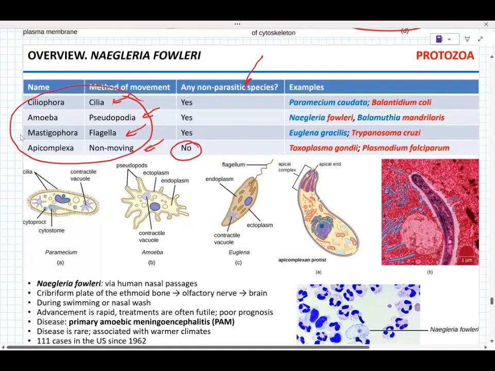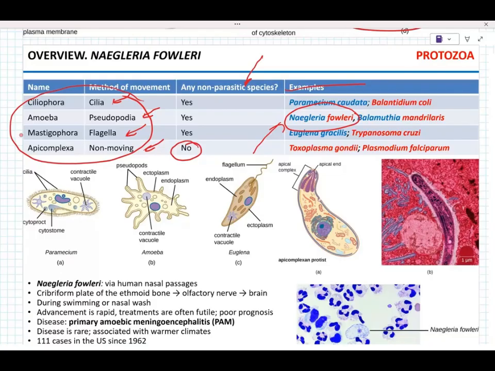Now, I mentioned before, you don't need to know the examples. I just provide them to you. And in this example, just to show, if the color of the example is blue, it's not parasitic. If it's red, it's parasitic. What about this guy, for example? It means that it's non-parasitic, but can be.